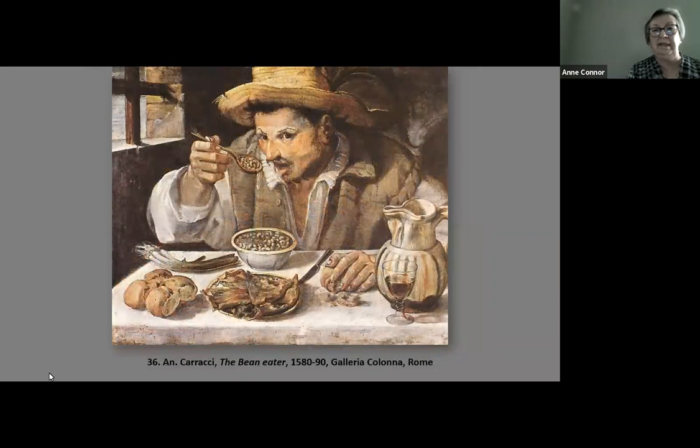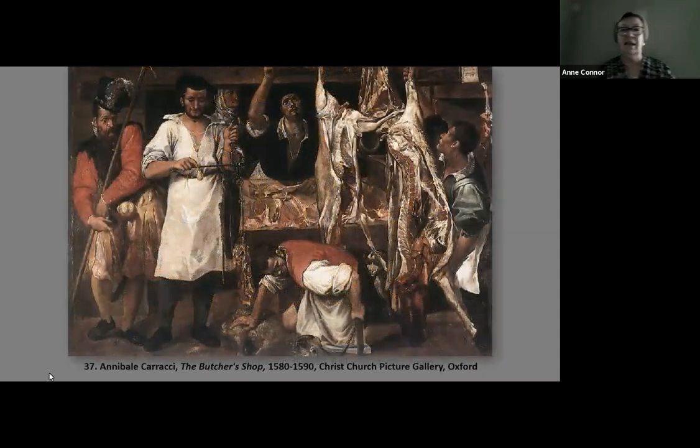Or here, the bean eater. And this is, again, we are in the north of Italy. So the influence between the northern painters, the Flemish painters, and the northern Italian painters is very noticeable. Particularly with this kind of painting, the butcher shop, that is a direct reflection.